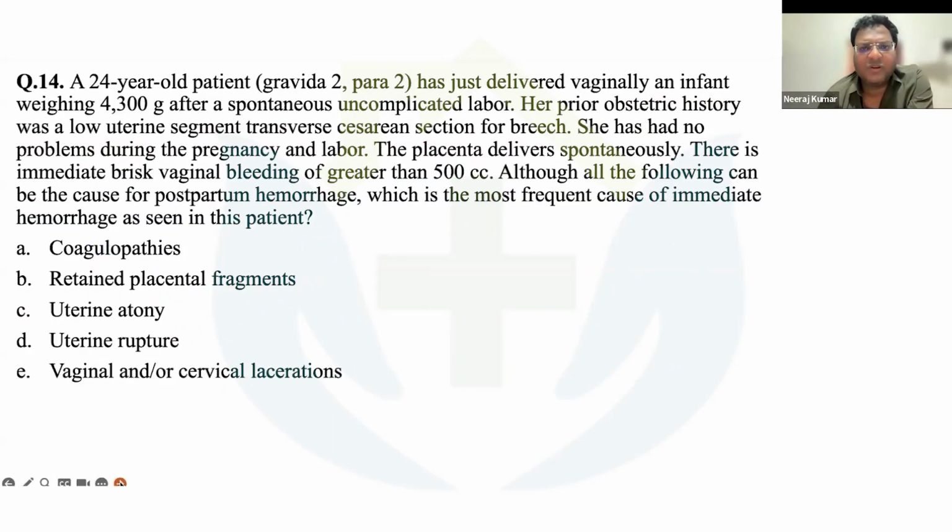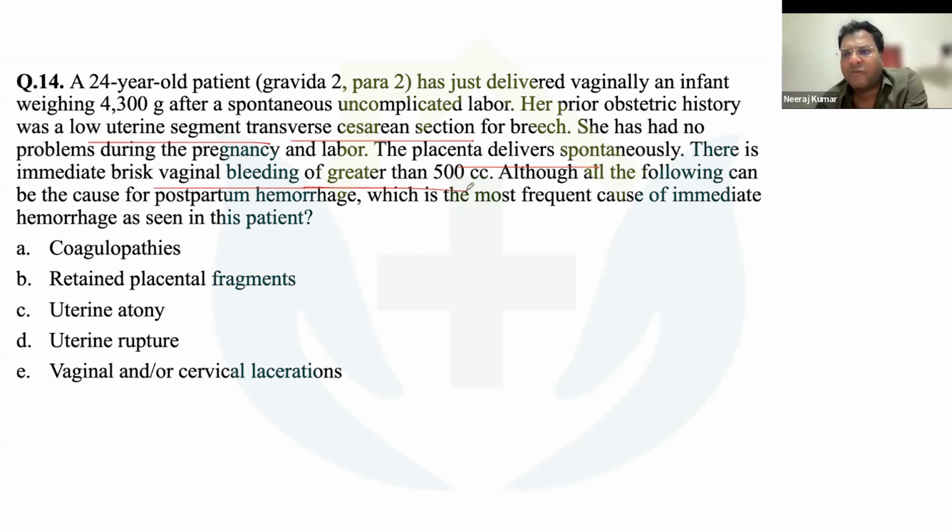So coming to the 14th number. A 24-year-old female patient, gravida 2, para 2, just delivered vaginally an infant weighing 4.3 kg after a spontaneous uncomplicated labor. Her prior obstetric history shows a low uterine segment transverse cesarean and one for breech. She has no problems during pregnancy. The placenta delivers spontaneously, and there is immediate brisk vaginal bleeding greater than 500 ml.